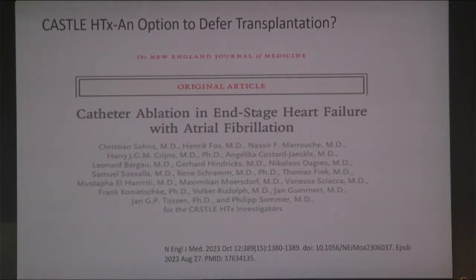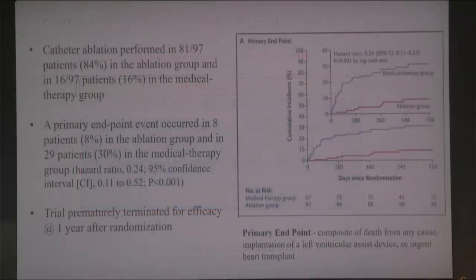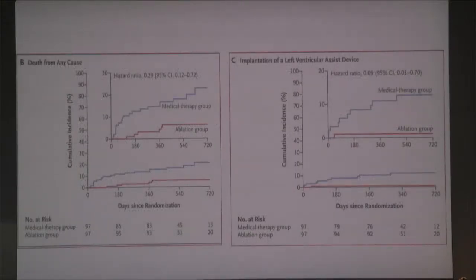This is the CASTLE-HTx study, which was just published a couple of months back. It looked at ablation in patients who had symptomatic paroxysmal or persistent AF, who were eligible for heart transplant due to end-stage heart failure, with an ejection fraction of less than 35%. And again, the ablation group showed a remarkable improvement. In fact, the trial had to be prematurely terminated for efficacy at 1 year after randomization. The primary endpoint was a composite of death from any cause, implantation of a left ventricular assist device, or urgent heart transplant. And this primary endpoint was driven chiefly by death from any cause or implantation of an LVAD.